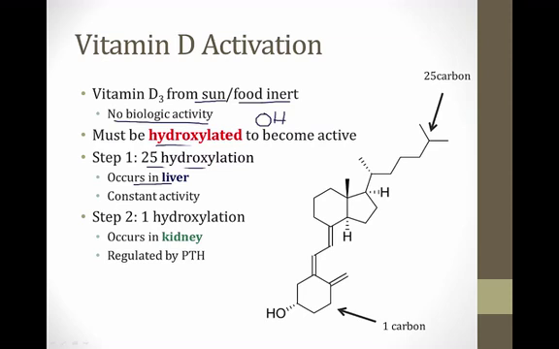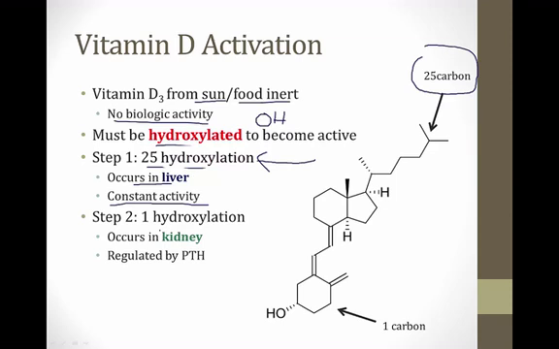This is called 25 hydroxylation. This is the 25 carbon on the vitamin D3 molecule, and therefore an OH group will be added to this carbon, and that will be a 25 hydroxylation reaction. As I said before, this occurs in the liver, and this is not under any type of hormonal control. It's constantly occurring. Anytime D3 is consumed in the diet or synthesized from sun exposure, the liver will hydroxylate it as soon as it gets the opportunity.